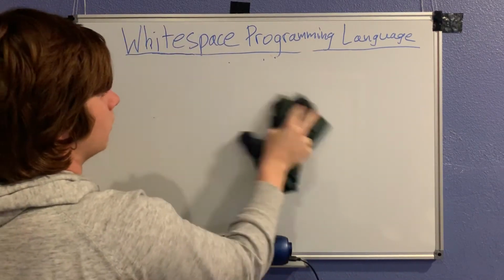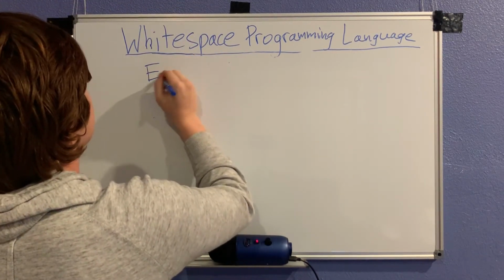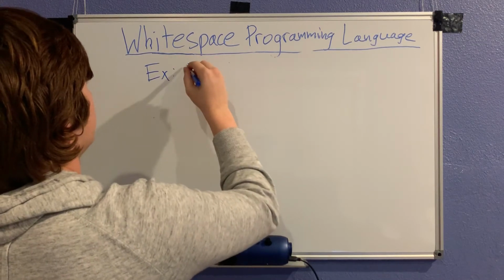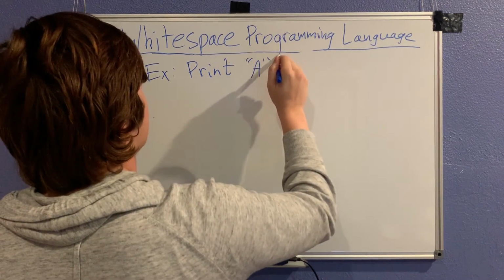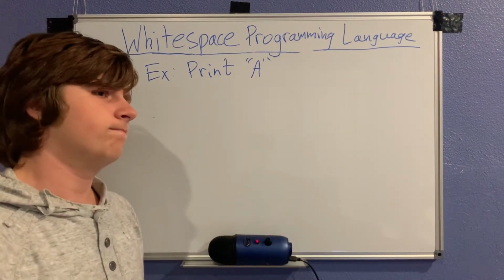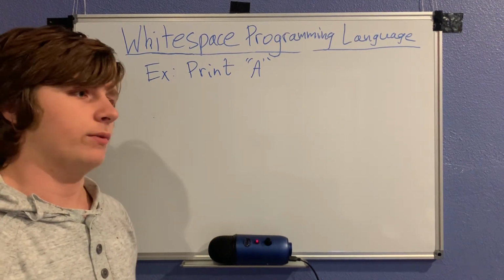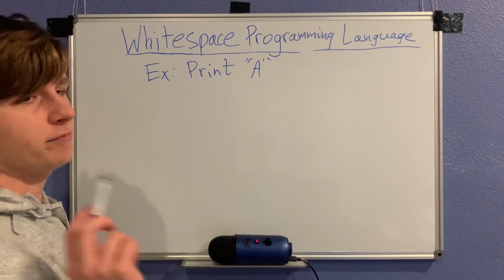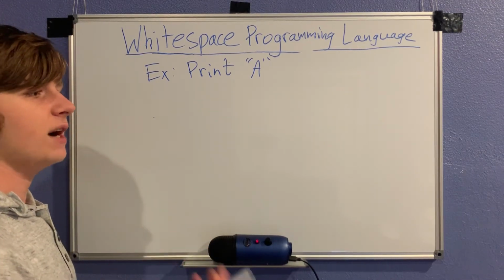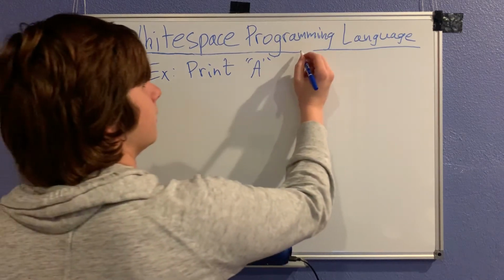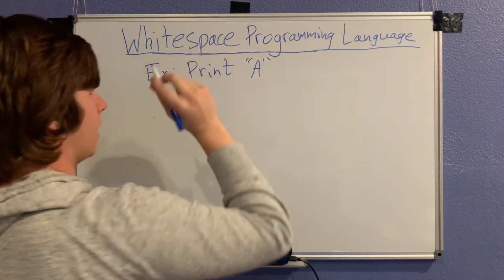So, example. Just print a capital A. And we don't have letters in the Whitespace language. We only have 3 characters: spaces, tabs, and line feeds. But we also have binary numbers. And if we actually look at the print command of the IMP input output, it just prints the ASCII representation of the number at the top of the stack.